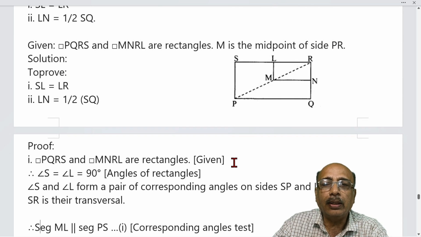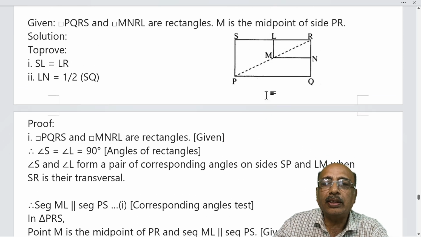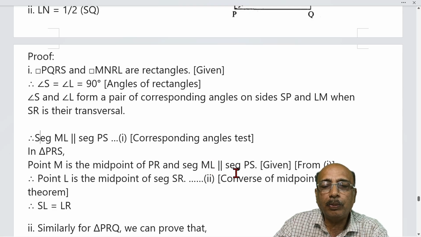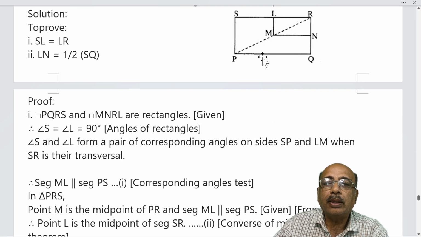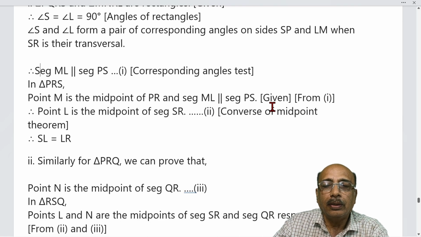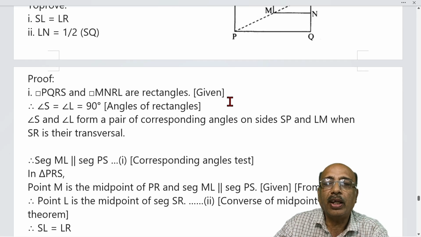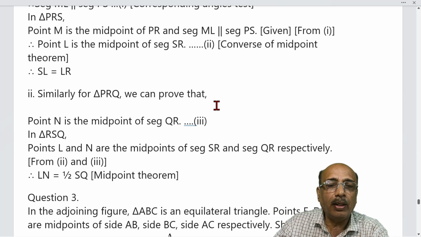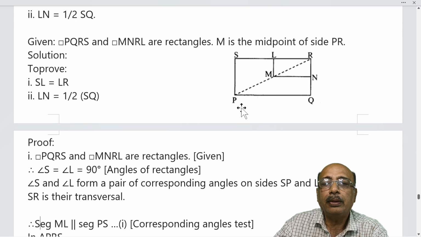Now in triangle PRS, M is the midpoint, given. Segment ML is parallel to PS. Therefore, point L is the midpoint of SR, by the converse of the midpoint theorem. So, SL equals LR. First point is solved.